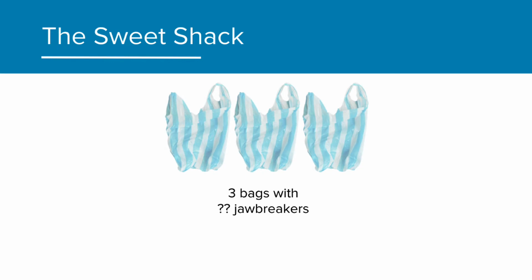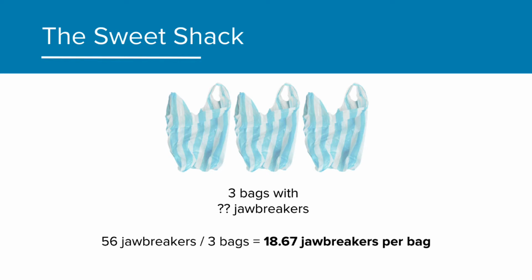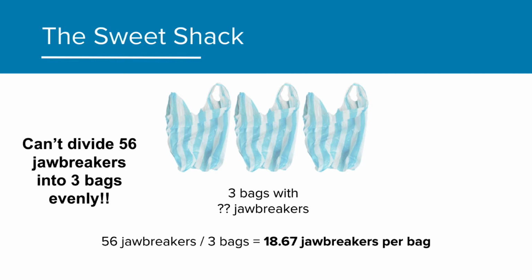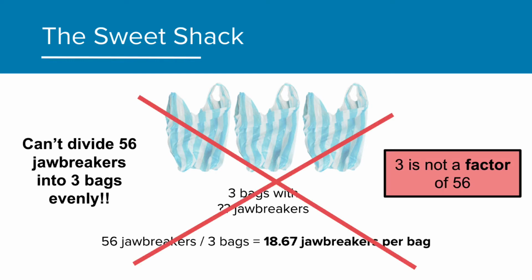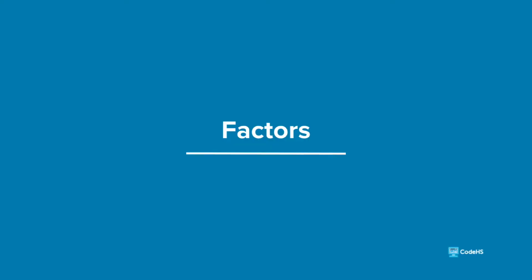How do we determine if the 56 jawbreakers can be divided evenly into the three bags? Let's divide 56 by 3 and see what we get. The result is 18.67 jawbreakers per bag. So we can't divide 56 into three bags evenly. In other words, 3 is not a factor of 56, and this is not a viable option to bag the jawbreakers. What do I mean when I say 3 is not a factor of 56? Let's discuss what factors are.